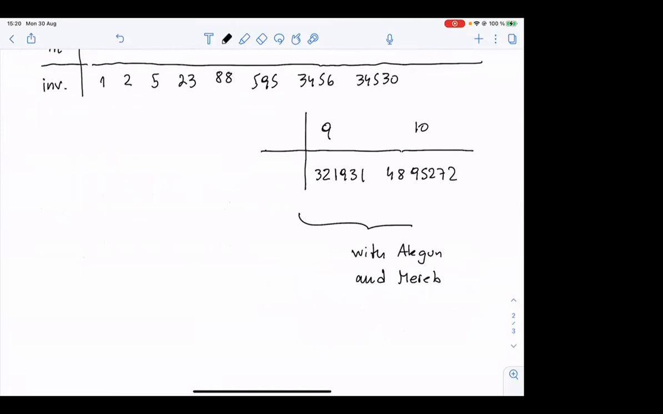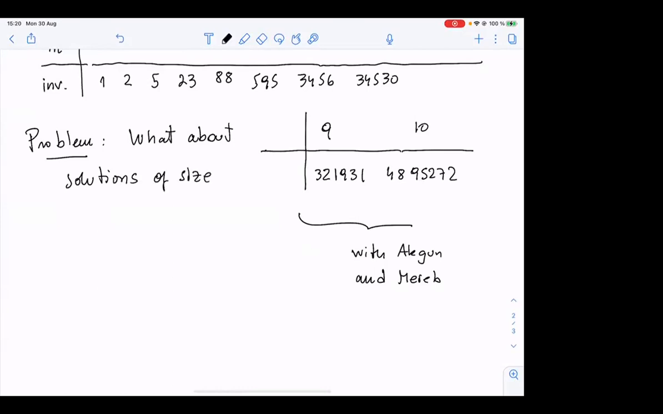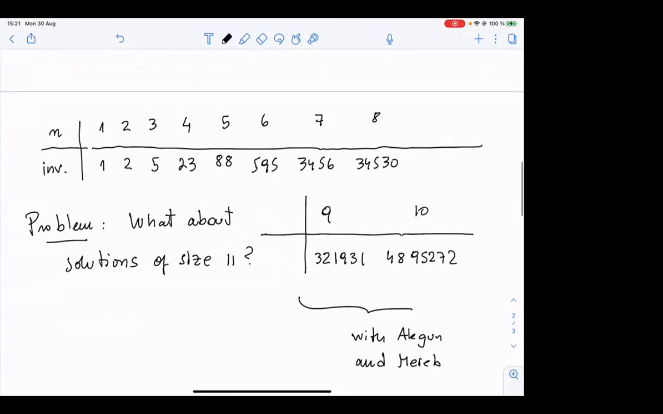Good. So here you have, of course, an open problem. What about solutions of size 11? Our methods are not good enough for computing all solutions up to isomorphism of size 11. So this is kind of challenging, you know? Very good. So what I want to do, as I said, is to construct families of solutions and study them, okay?